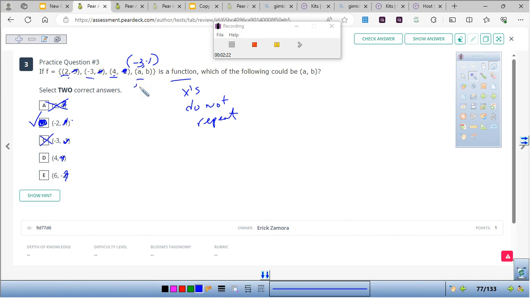4. We put a 4 here for this one. It would repeat with that one, so not a function. Put a 6 here, the last one, 6, negative 2. So 6, 4, negative 3, negative 2. I'm sorry, 2. They're all different, so that would make it a function. Those two still keep it a function.